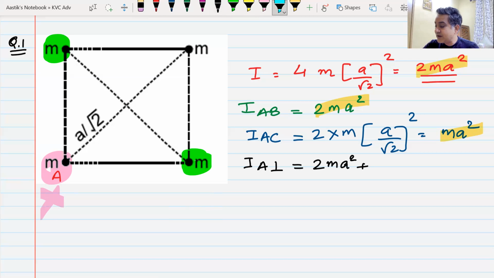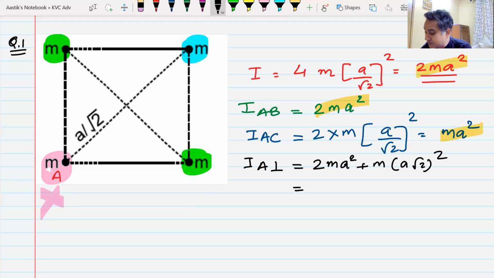Plus, you have to find the moment of inertia of this block, the perpendicular distance of this block from the axis is root 2 a. So it is m into (root 2 a) square. So your final answer becomes 4 times ma square.